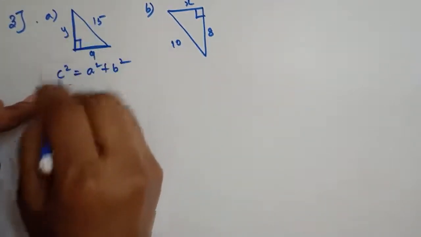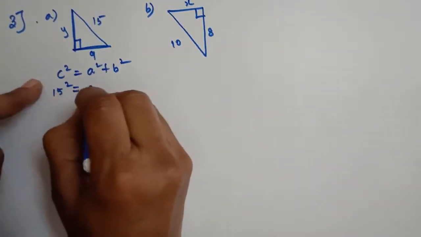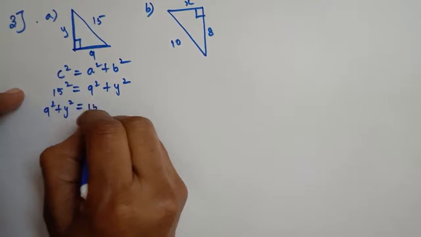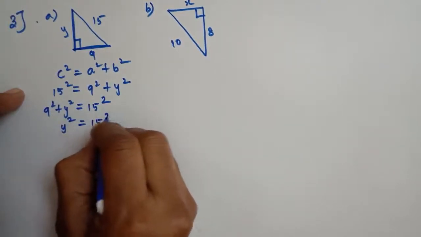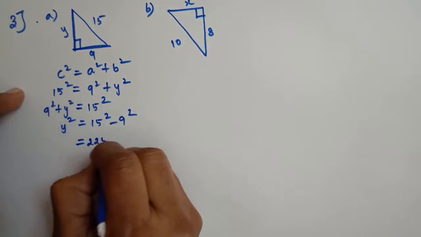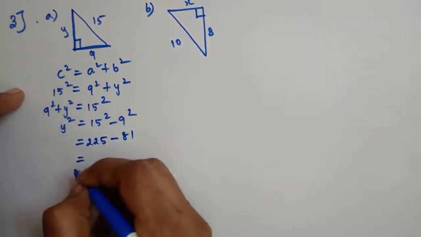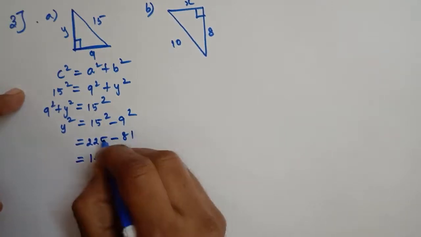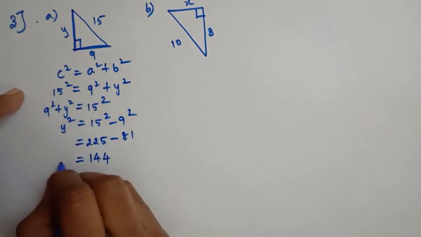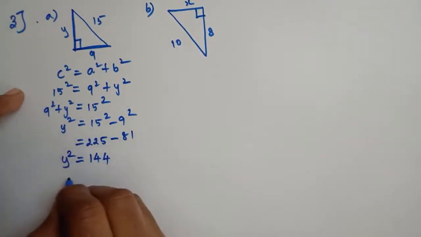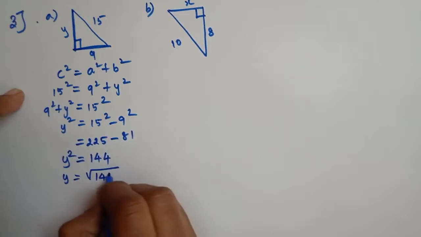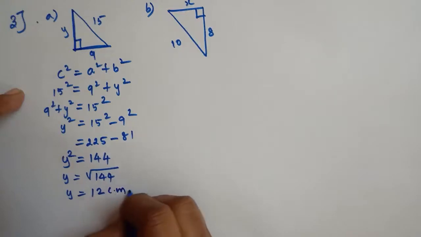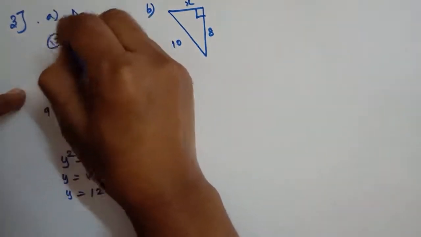So here c squared, 15 squared, is equal to a squared, that means 9 squared, plus y squared. So 9 squared plus y squared is equal to 15 squared. Therefore y squared is equal to 15 squared minus 9 squared, which is 225 minus 81, equal to 144. Therefore y squared is equal to 144, y is equal to root 144, therefore y is equal to 12. All lengths are in centimeter, so the answer is 12 centimeter. Is it clear? So y is equal to 12 centimeter.